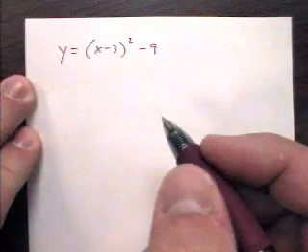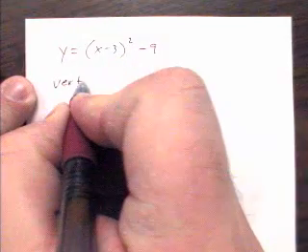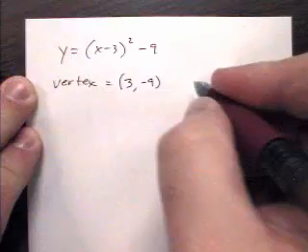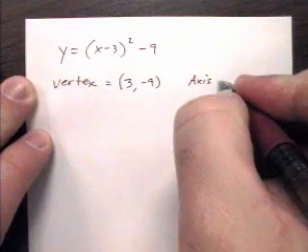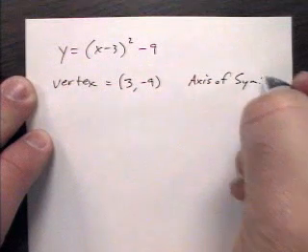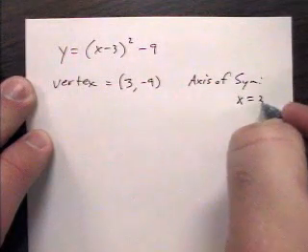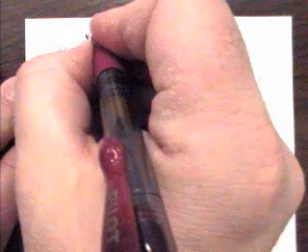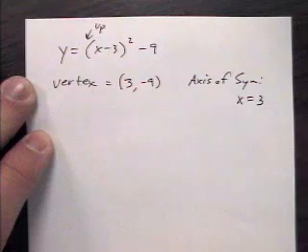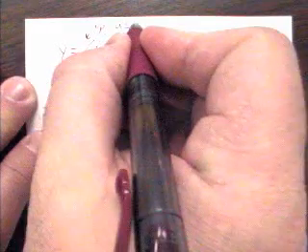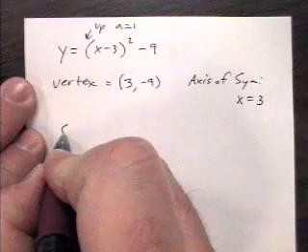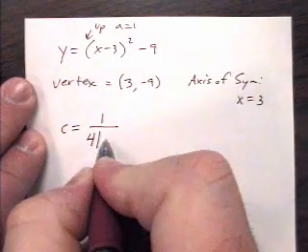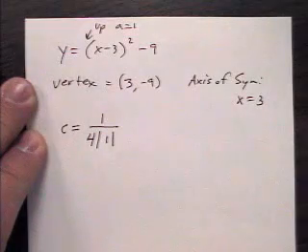Okay, I think I figured it out now. We can talk about the vertex being 3, negative 9. We can talk about the axis of symmetry being x equals 3. This does open up because the a value is positive, right? A equals 1. We can find the distance c to the focus and the directrix by using the formula, right?